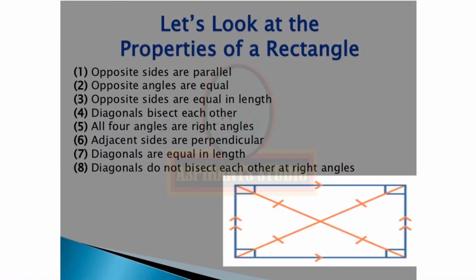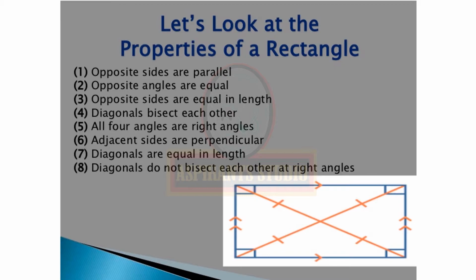Let's look at the properties of a rectangle. Few more properties. Opposite sides are parallel. Opposite angles are equal. Opposite sides are equal in length. Diagonals bisect each other. All 4 angles are right angles. Adjacent sides are perpendicular.